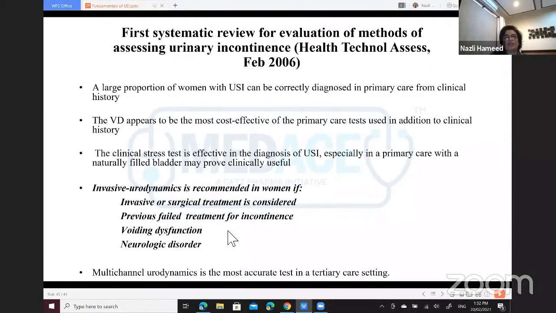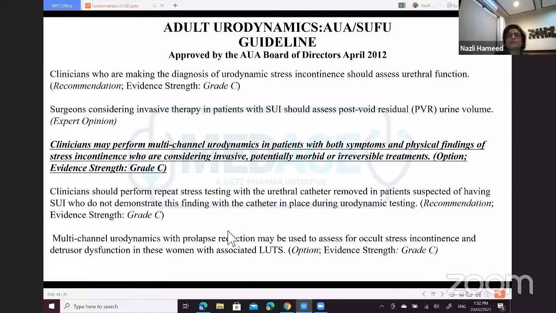So finally, coming to the recommendations, according to the American Urogynecology Association guideline, clinicians may perform multi-channel urodynamics in patients with both symptoms and physical stress incontinence who are being considered for invasive, potentially morbid, or irreversible treatment.